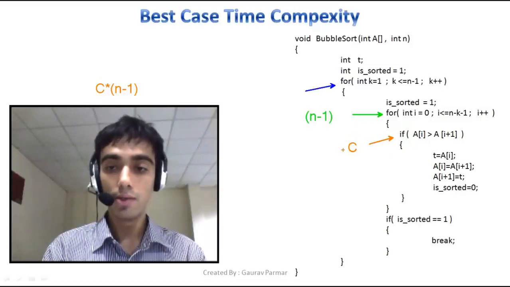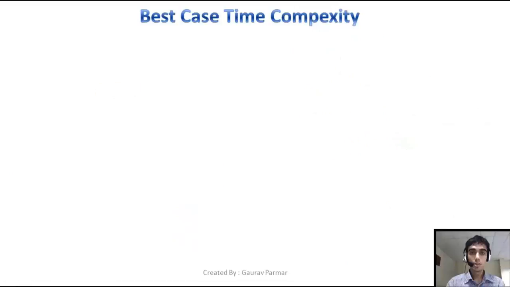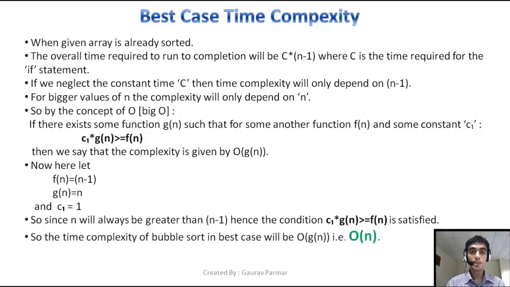So overall, if we calculate the time in totality, it will be c into n minus 1. If we are given an already sorted array, then it will be like a best case for us. In that case, the time required to run to completion will be dependent on c into n minus 1, where c is the constant time required for the if statement, and n minus 1 is the number of times the inner loop will run.